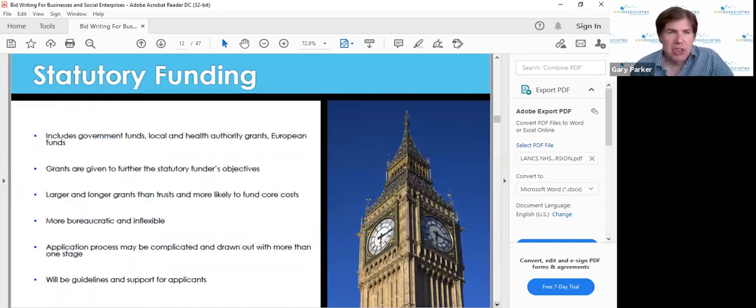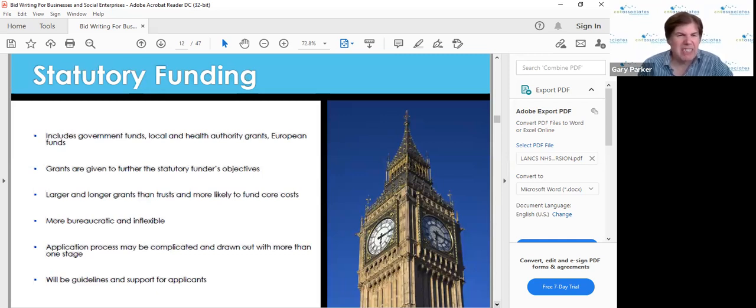Move on now to statutory funding. So that's local government, health authorities, European funds, etc. Grants are given to further the statutory funders' objectives, so that if they want to support a certain section in the community, in a local authority area, for example, they will put out a funding call to do that.